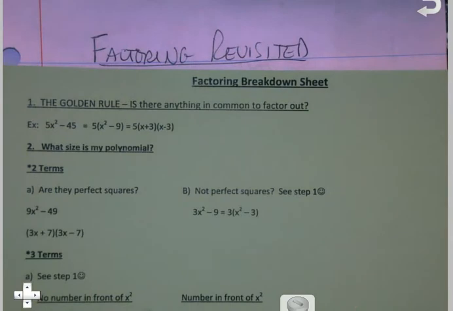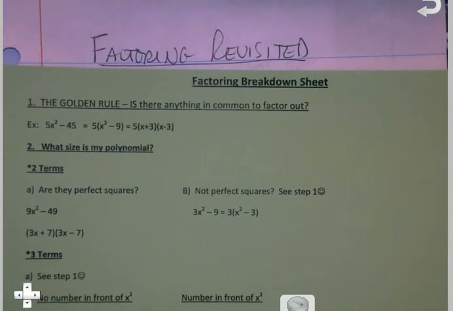So this factoring sheet that you've got in front of you, the green one, should look familiar because I've handed this out, I know, at least twice this year. So some of you may be getting quite the collection of these at this point. What we're going to be trying to do as we go along is just remind ourselves of our rules as we go through this. So I will come back to the factoring breakdown sheet in a minute.